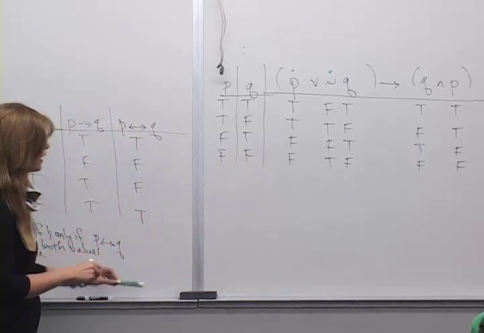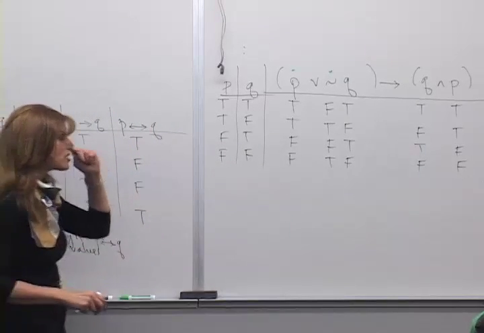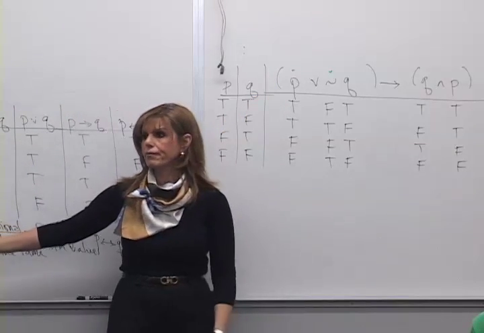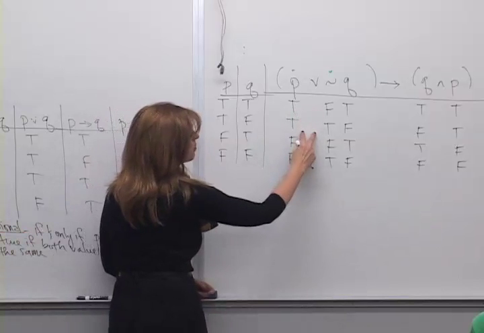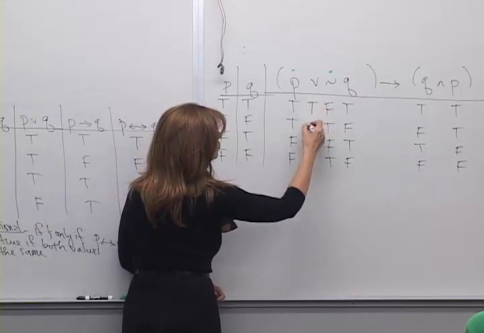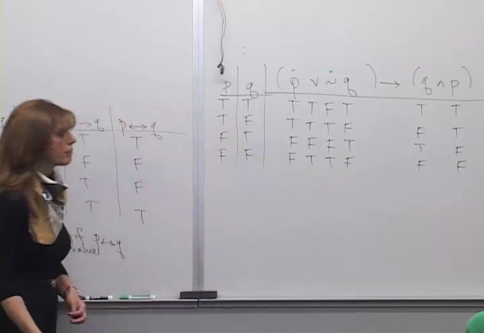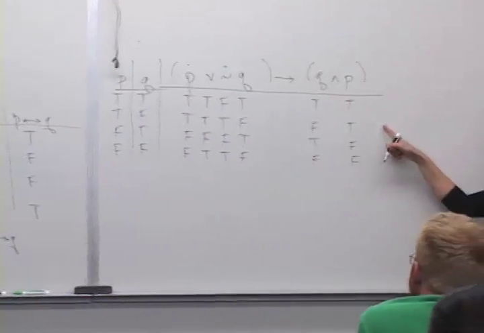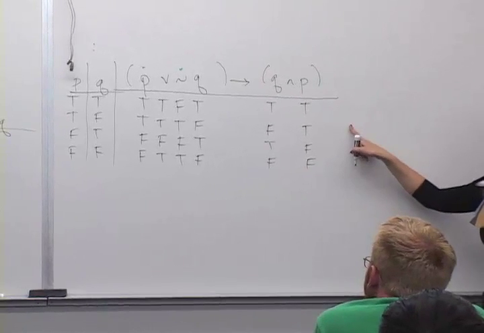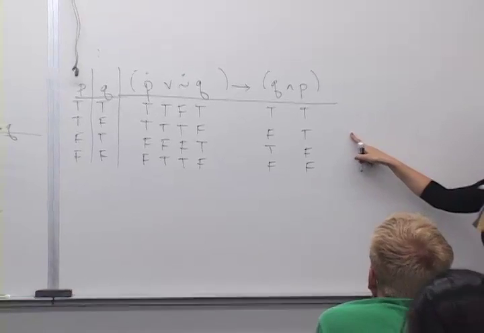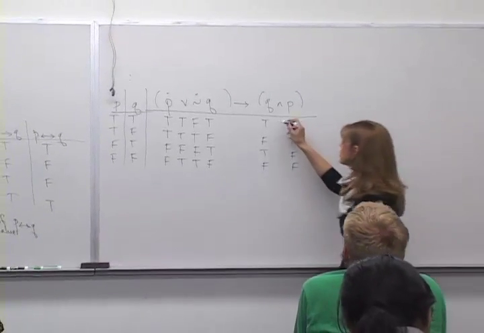I already negated. So when is a disjunction going to be false? When both are false. So where are these both false? Right there. So here it's going to be false, otherwise it's going to be true. Now, the rule of the conjunction is it's only true if both are true. Where is it both true? So it's only true here.